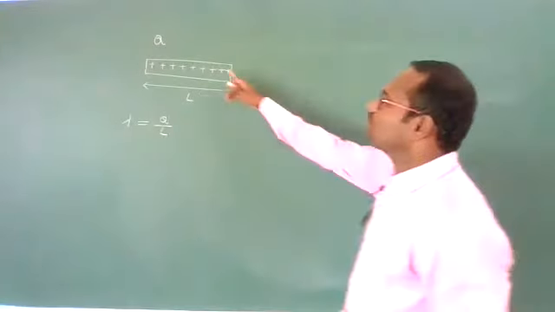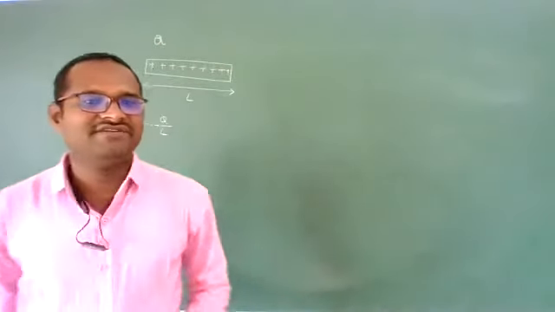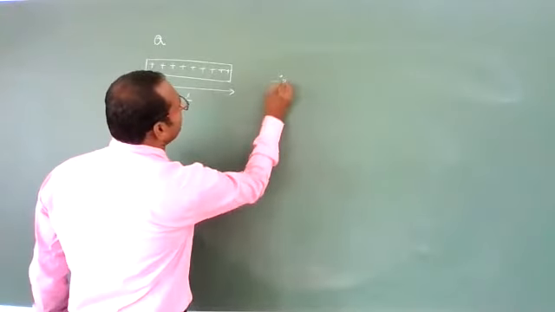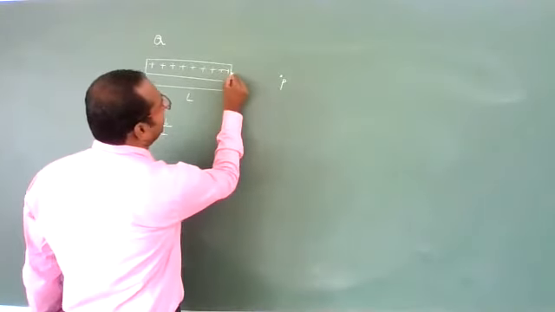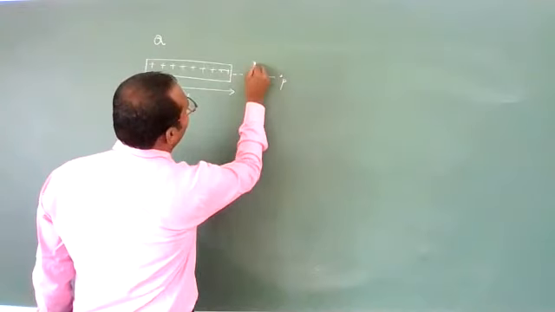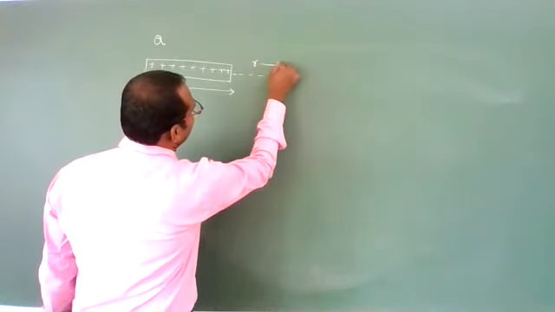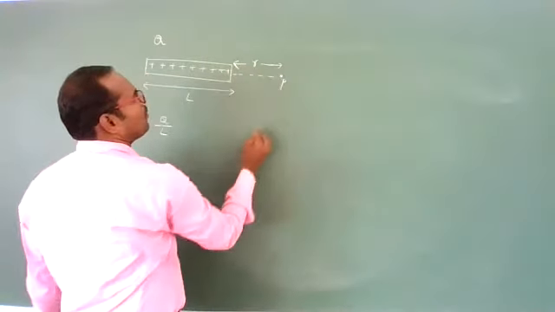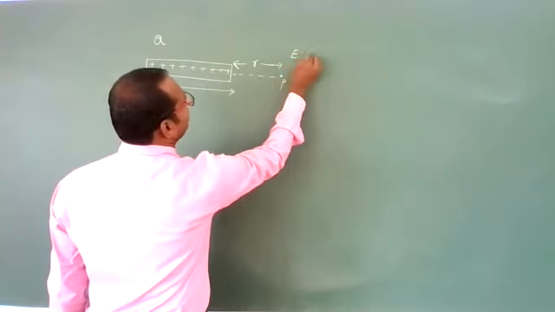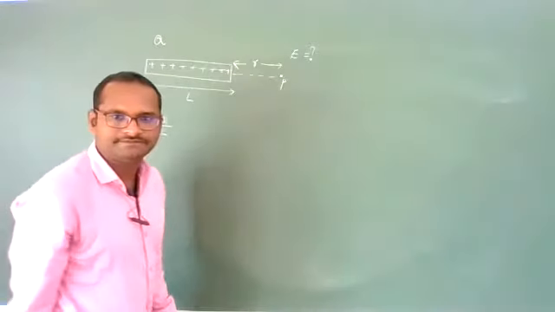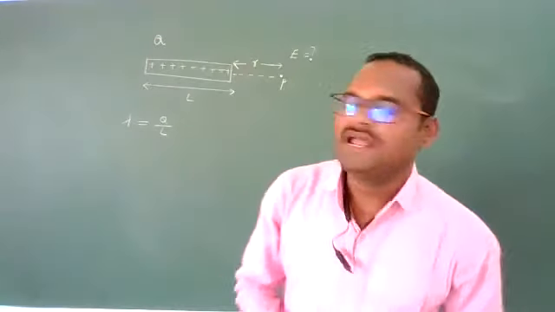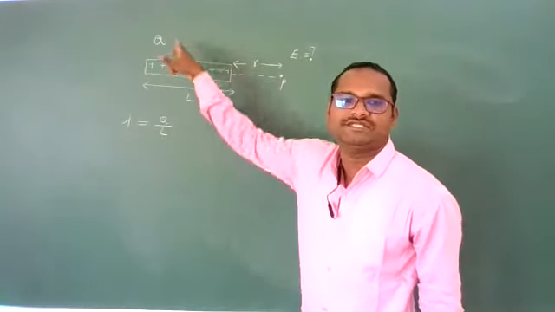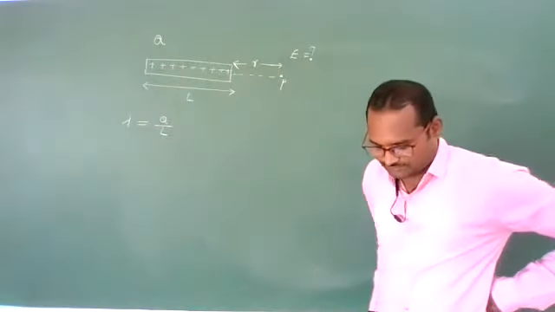Now, due to this rod of length L having charge Q, at one particular point P, let us imagine a point P at a distance of R from its one end. What will be the electric field at this point P due to this rod of length L and charge Q? This is our objective now.